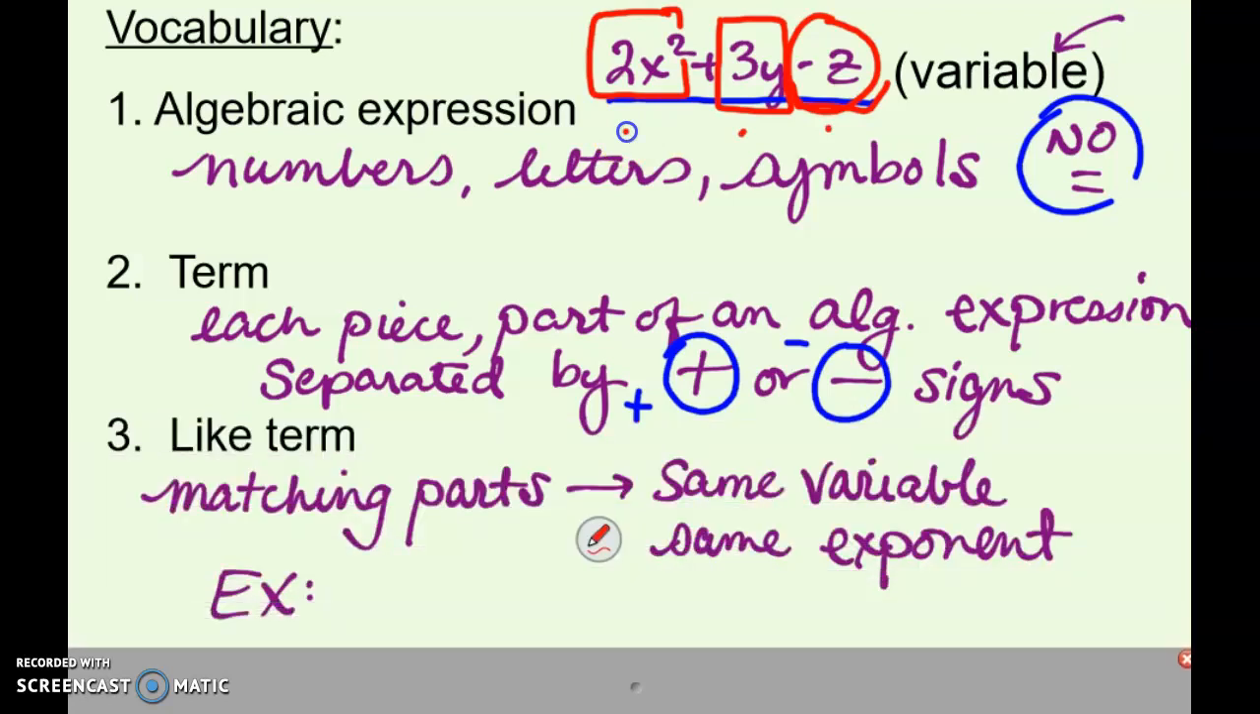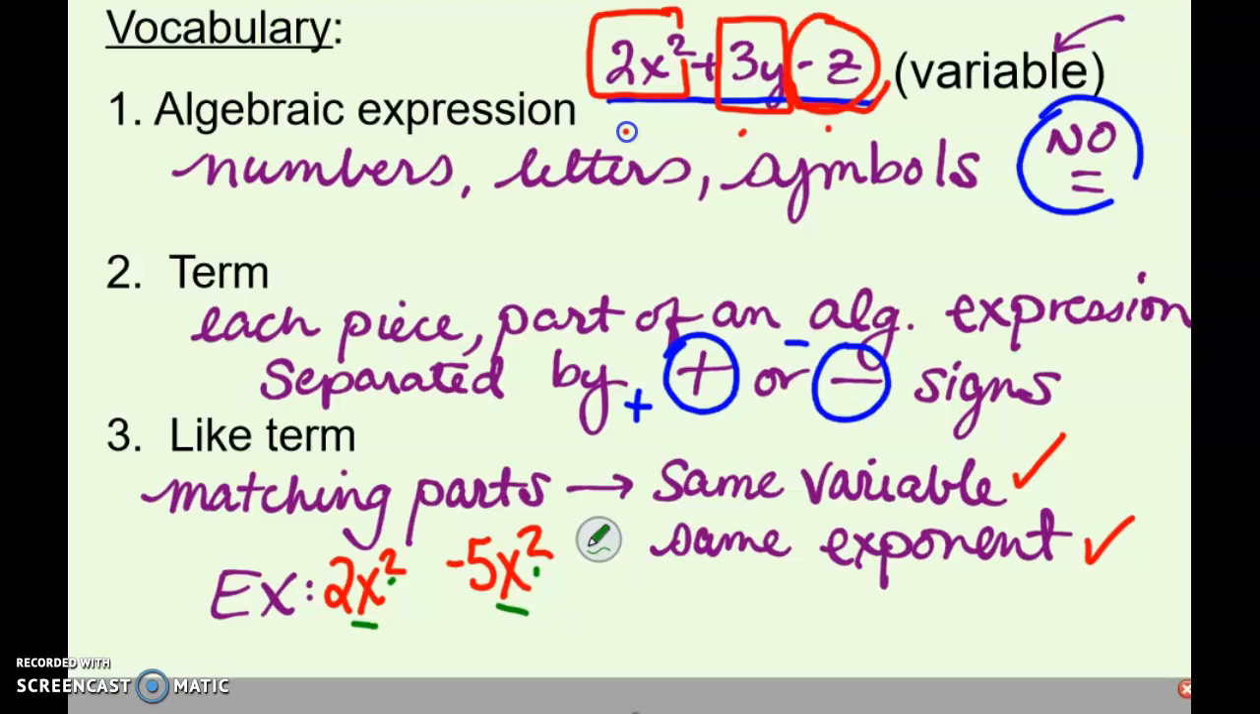So like terms. Well, once we figure out what the different terms are, some of them are like terms. Those are like matching parts, terms that have the same variable to the same exponent, okay? So I'll give you some examples. 2x squared and negative 5x squared, right? So those are both the same variable to the same exponent, same variable, same exponent. Those would be like terms with each other if they were in the same problem.